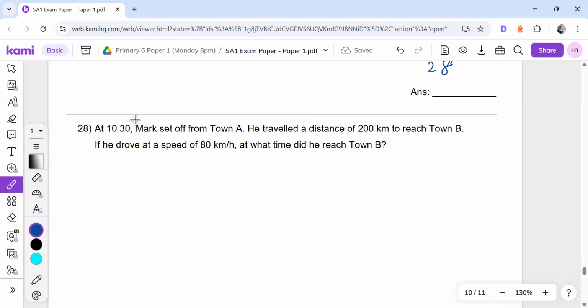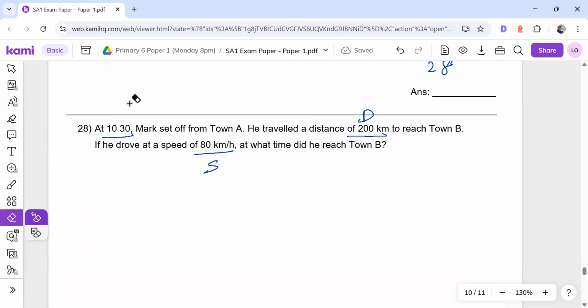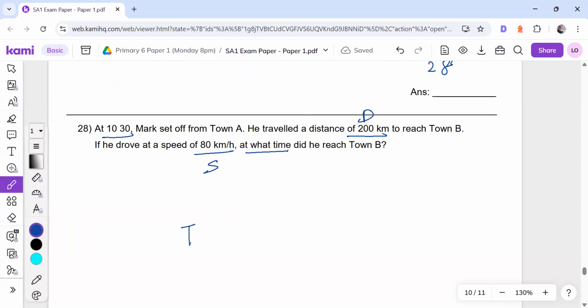Same thing. If it's easy, you don't have to draw the model. You can do something like this. Capital D, capital S, please don't put time. This is what time, not duration. When you put capital T, it is the duration. So what time did he reach town B? You have to find the duration first, right?